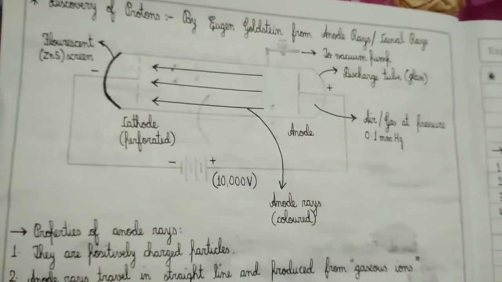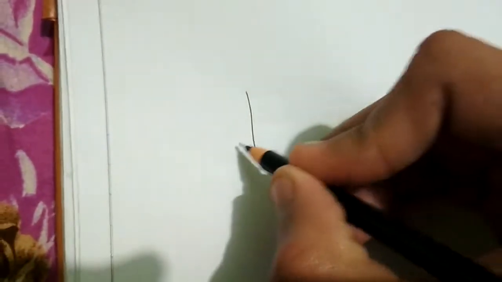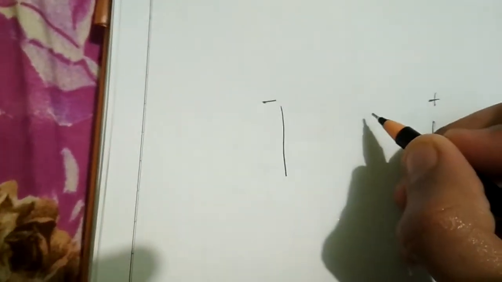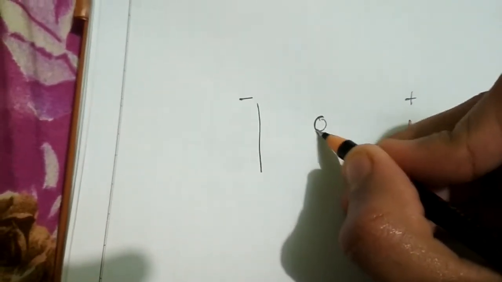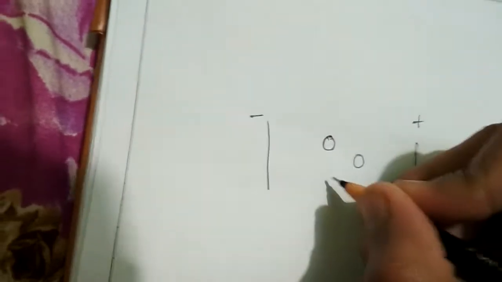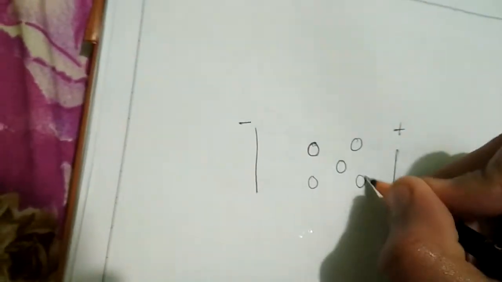See how anode rays are produced, I'm just trying to explain to you. Let's suppose you have the cathode over here and the anode over here. You have the positive terminal and the negative terminal. I told you that the pressure is not that low, meaning some gas molecules are present over here.